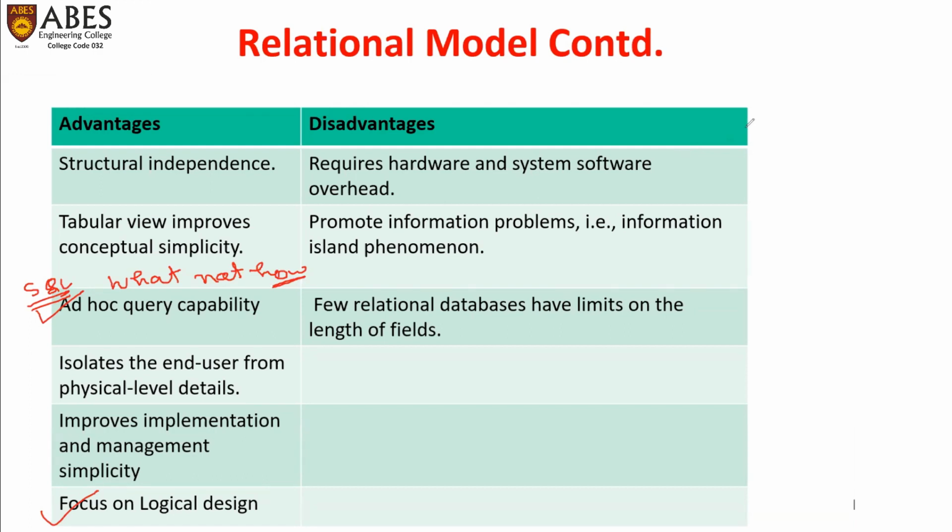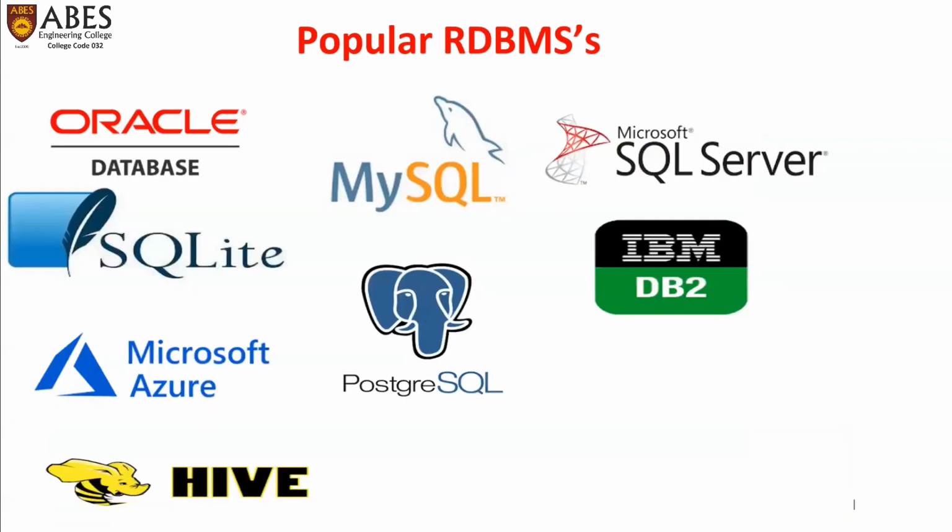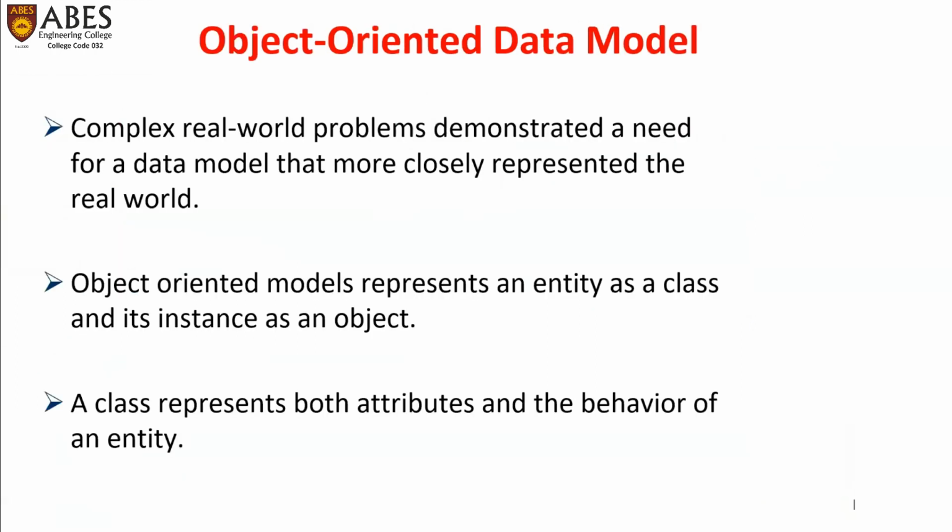Now come to the next one, that is the object-oriented data model. These are the popular RDBMS, meaning Oracle, SQLite, Microsoft Azure, Hive. These are the important databases which are using the RDBMS. The next one is your object-oriented data model.